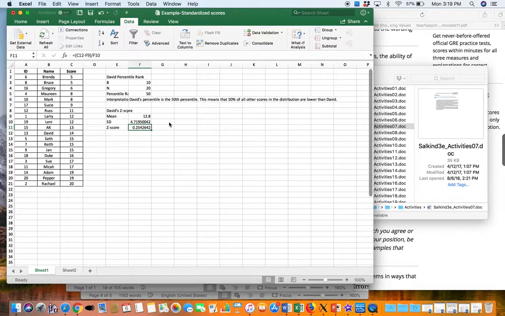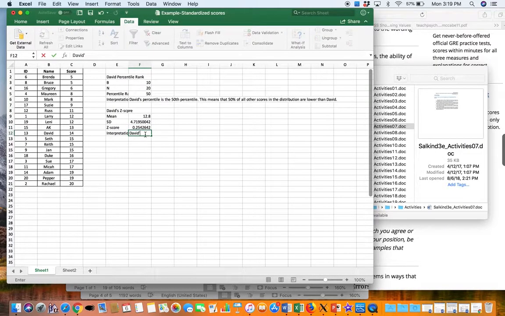There you go. And that's going to calculate for you the standard deviation, and your z-score is 0.254264. So what does this mean? Well, remember that for a z-score, the average, the middle of the distribution, is going to be 0, and then a z-score of 1 is basically 1 standard deviation. So David's score is obviously less than 1 standard deviation.